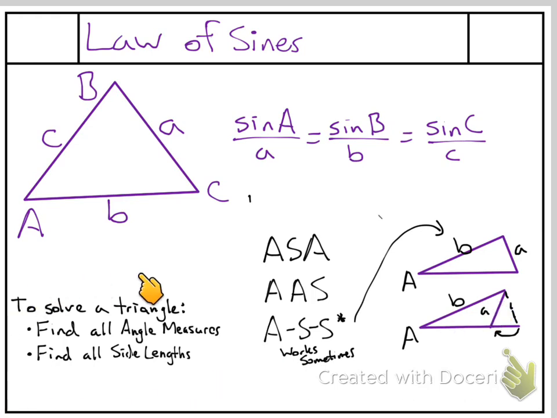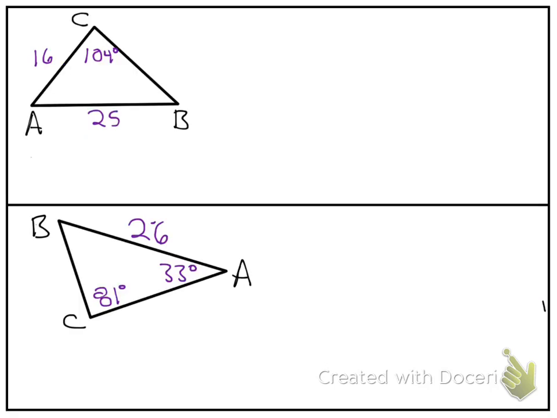Now in all of this I've mentioned solving a triangle. Whenever we say solve a triangle, we're going to find all the angle measures and all the side lengths. Law of sines will be a good start for that. So we start with our first problem. I have angle 104, I have its opposite side, 25, and I have 16, and I do not know its opposite angle. So let's go find all the parts.